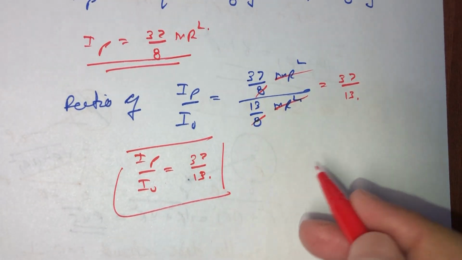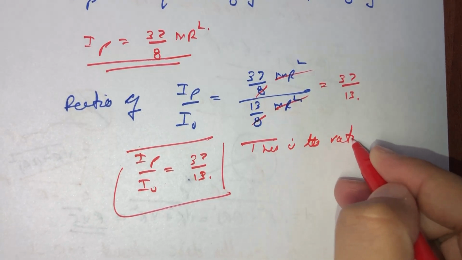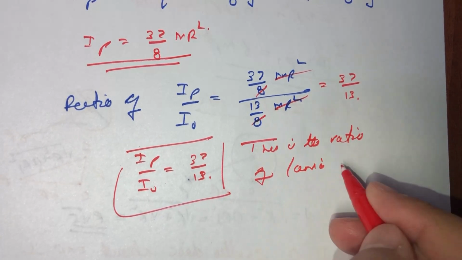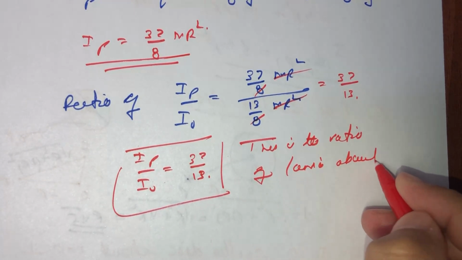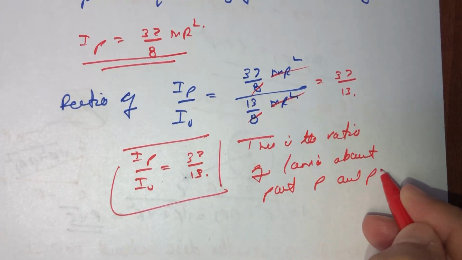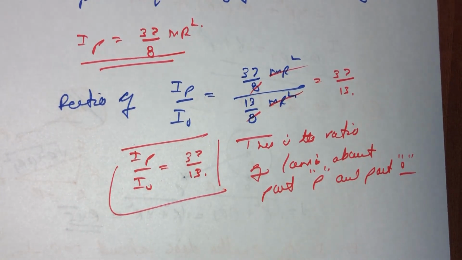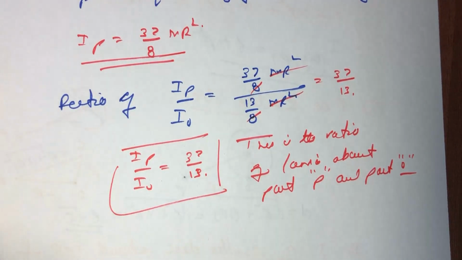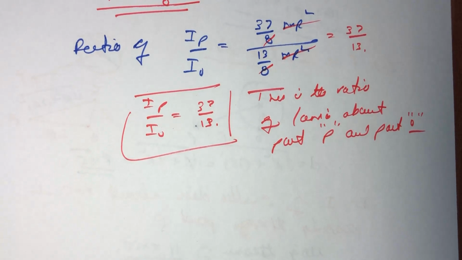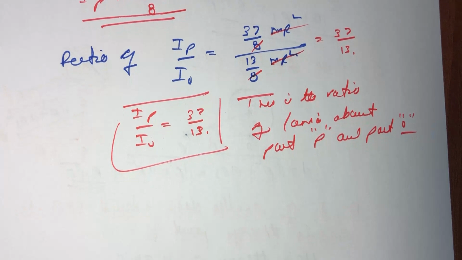So this is the ratio of the lamina about point P and point O. Okay, it was an integer type question, so this is the complete answer. This completes the question. Thank you.